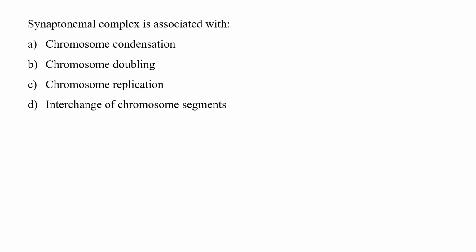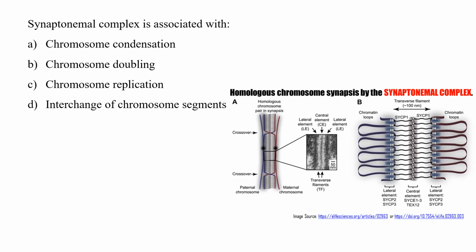Now, the question is, synaptonemal complex is associated with. Four different options are given. So, what is synaptonemal complex? It is the large proteinaceous structure that holds together the homologous chromosomes during meiosis.